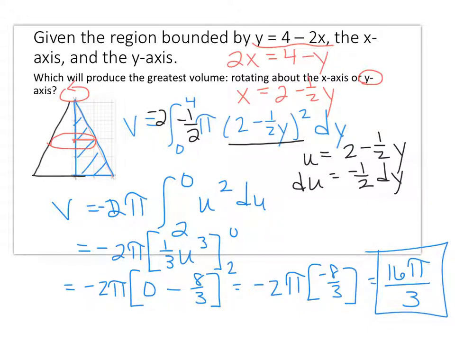So in this case, we had a larger volume when we rotated around the x-axis. We had 32 pi over 3. This time we only had 16 pi over 3. So it depends on which way we rotate what type of volume we'll get.